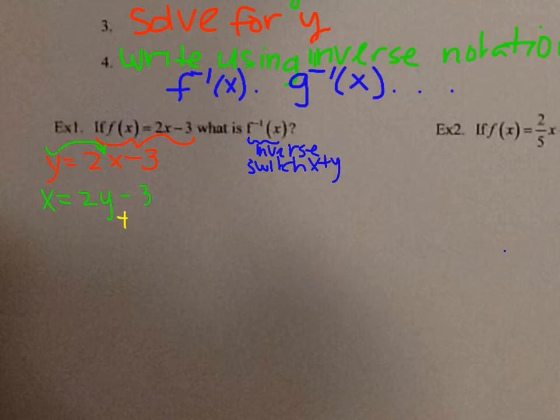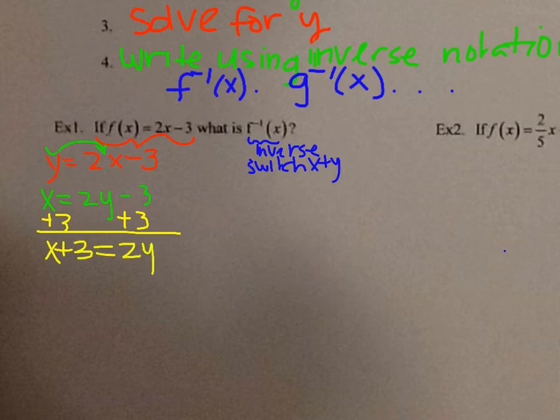Now I'm going to solve for y. So I'm going to get rid of the minus 3 by adding 3. So I get x plus 3 equals 2y. Now I have to get rid of the 2 in front of the y. Remember, that's times. So opposite of times is divide. So I get y equals x plus 3 over 2. Remember, I said there are different ways that you could write it, and we're going to talk about the different ways.